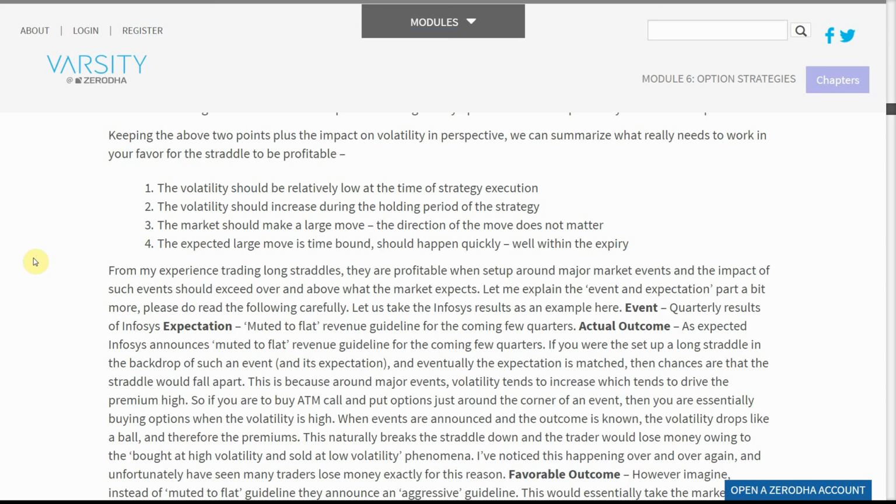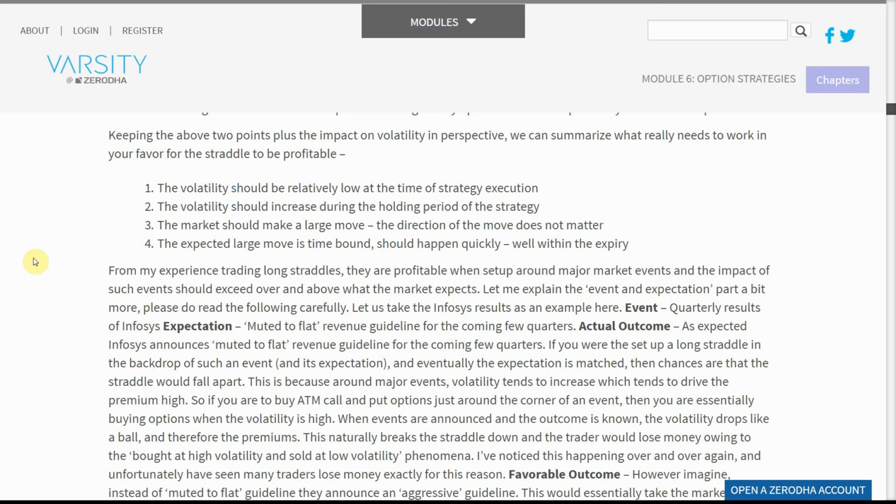The volatility should be relatively low at the time of strategy execution. The volatility should increase during the holding period of the strategy. The market should make a large move. The direction of the move does not matter. The expected large move is time-bound. Should happen quickly, well within the expiry.